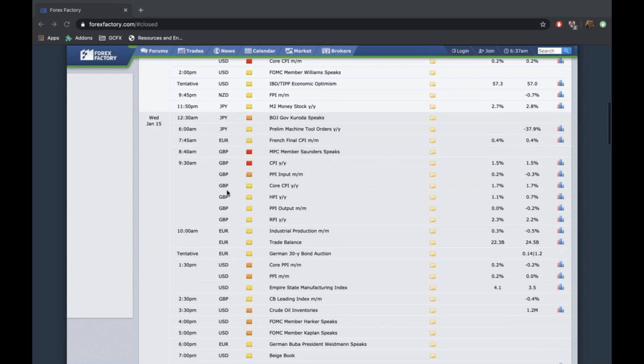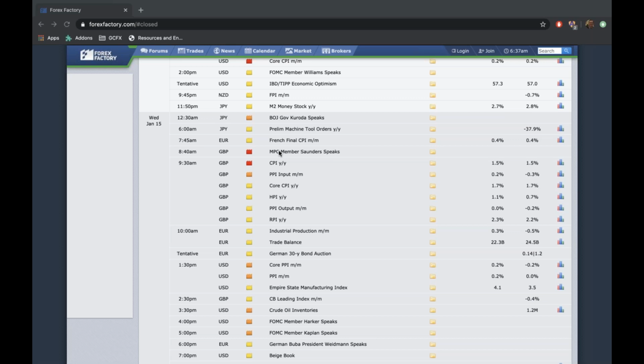We've got pound data out here, just to factor that in. We've got Saunders speaking, just to be aware. Bank of England speakers are in focus at the market, so pound traders look out for Saunders. If he takes an unexpected tilt, watch out for that.